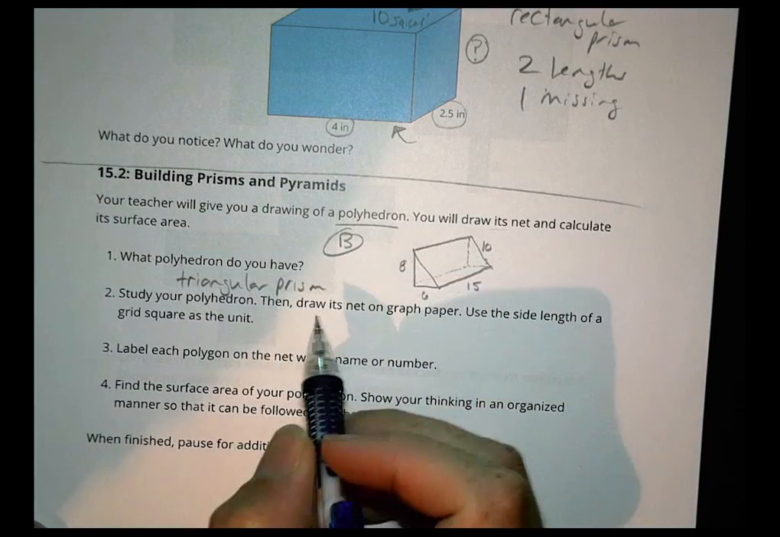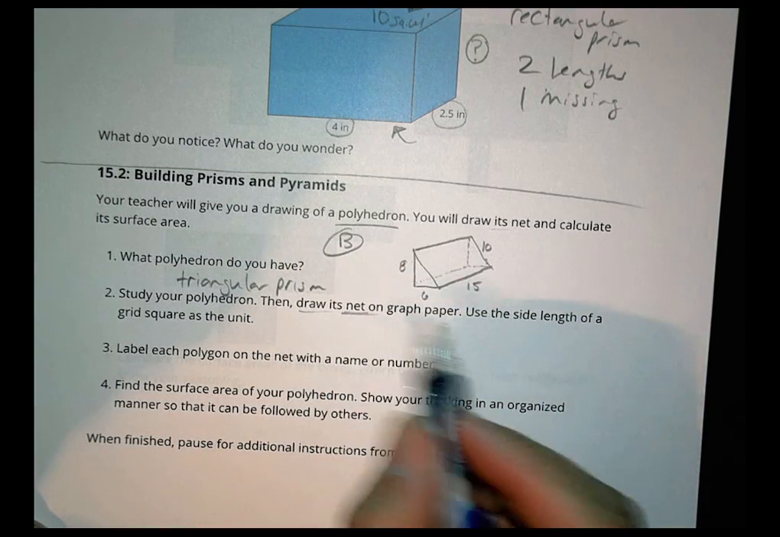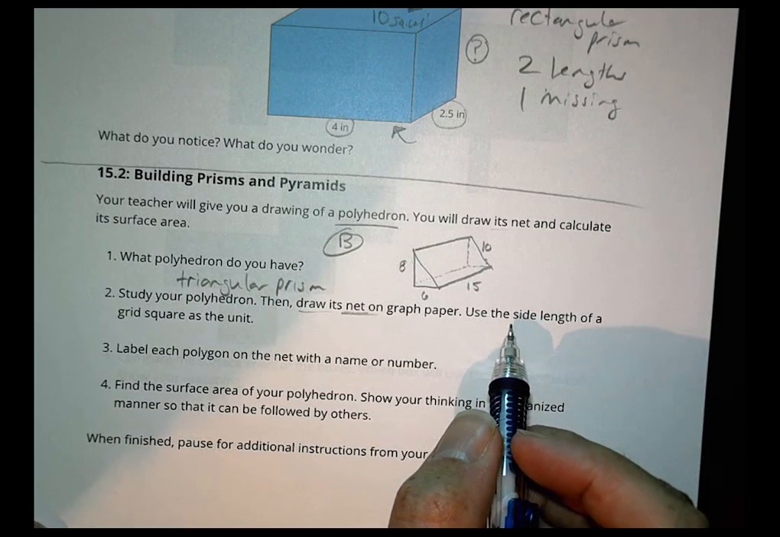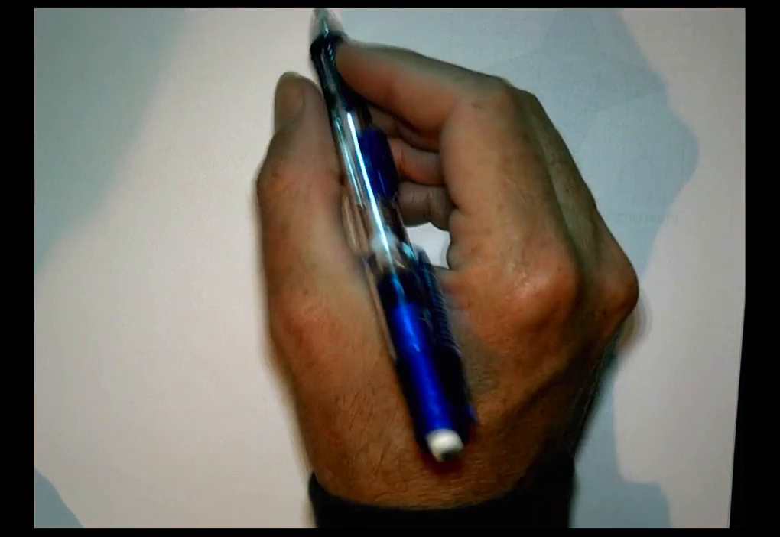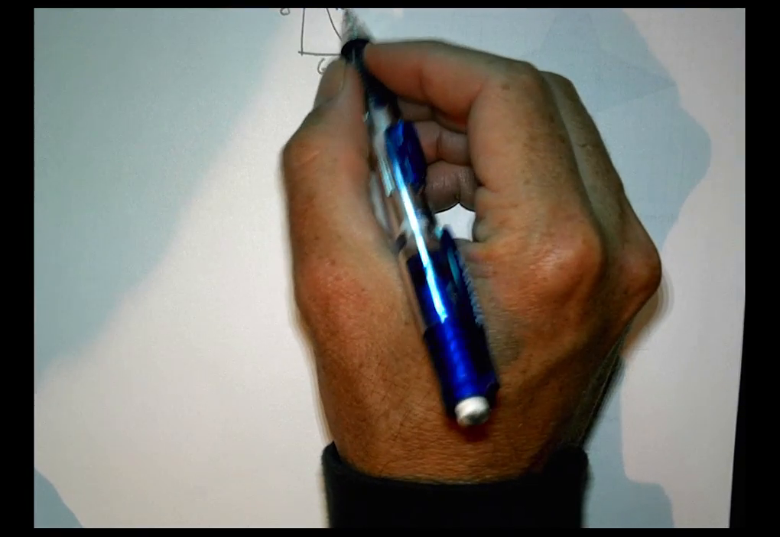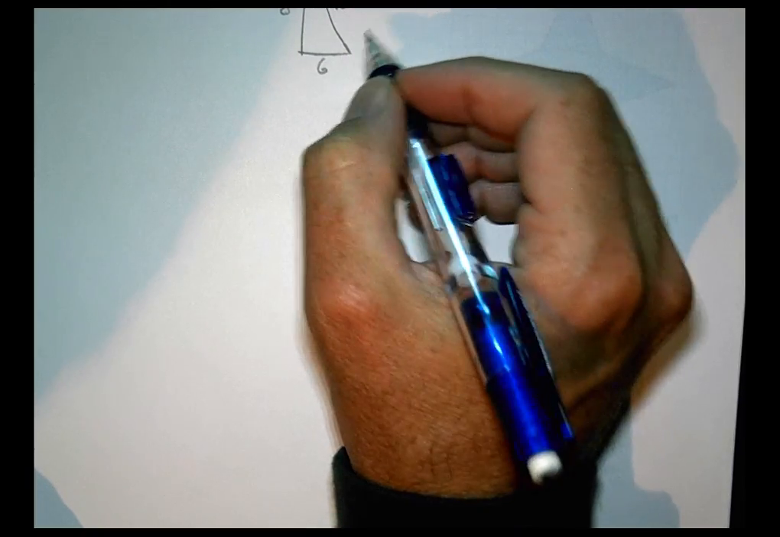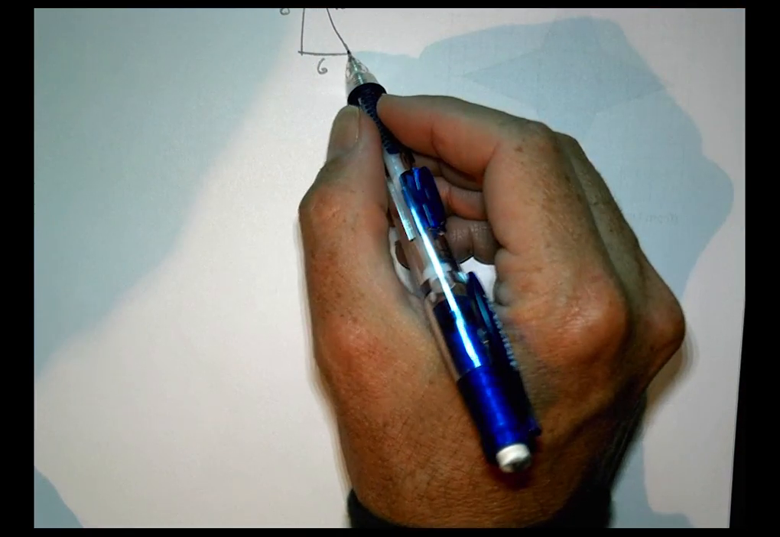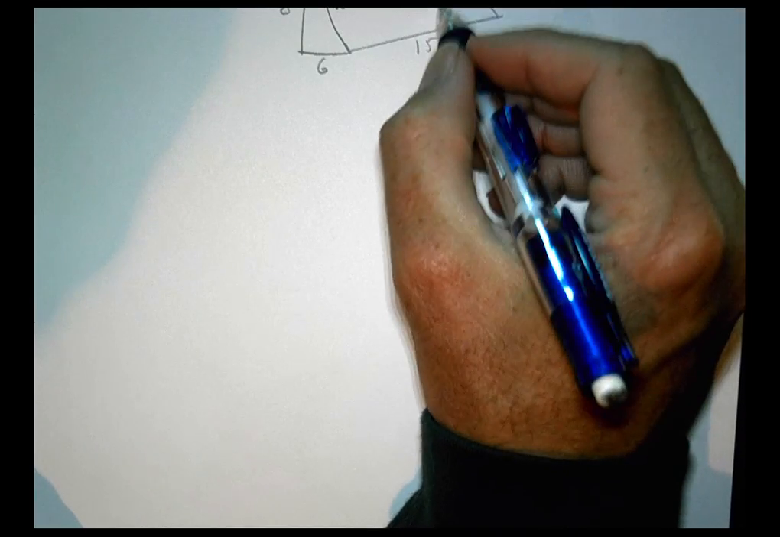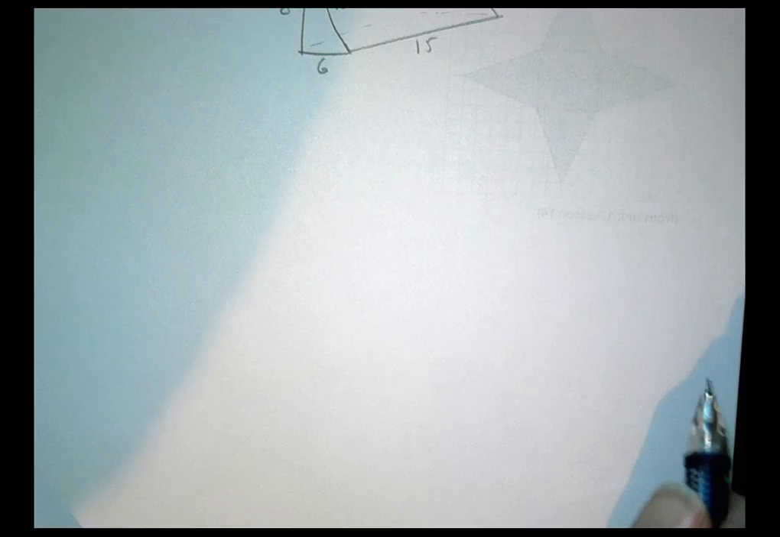It says to study your polyhedron, then draw its net on graph paper and use the side lengths of a grid square as the unit. So if you had some graph paper, which I don't have today, I'm at my home today, so I don't have that. I know I have a couple things. I know I have that triangle that has a height of 8, a length of 6, and the diagonal there, or hypotenuse, of 10. We know we also have a length of 15, which is going to be carried all the way around. Okay, so a couple things we know.